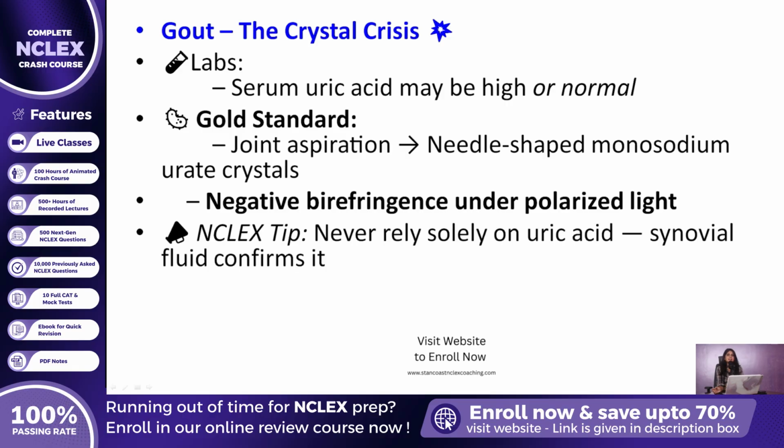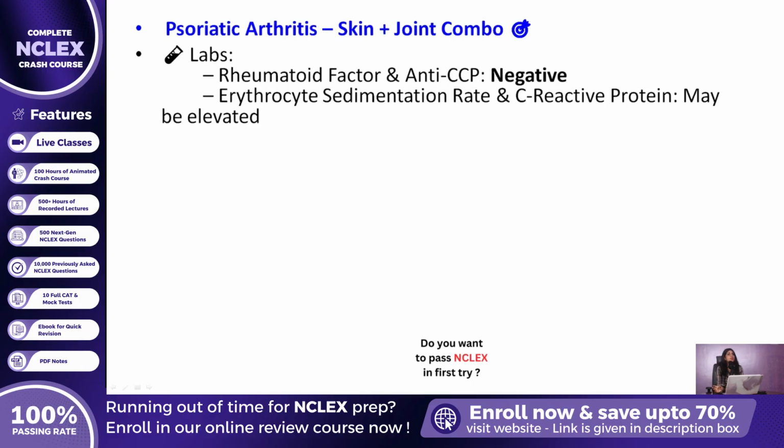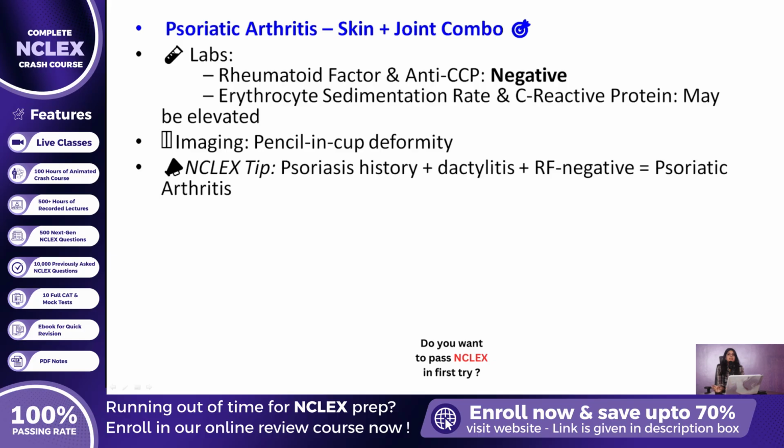For psoriatic arthritis, think skin and joints together. You will want to perform a skin assessment, look for rheumatoid factor negative lab results, and confirm findings on imaging, especially if you see the classic pencil and cup deformity.